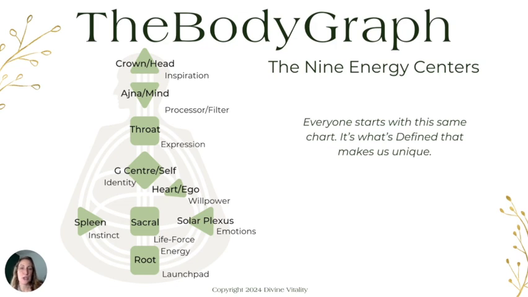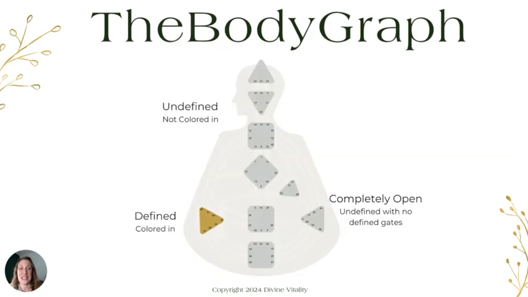So, pull out your body graph. You have your free human design chart, and we see the 9 centers. Starting with the crown, we're going to dive into each of these. Then we have the ajna, then the throat, the G center, the heart, the solar plexus, the root down at the bottom, the sacral, and the spleen. Everyone starts with this same body chart. It's whether you're defined or undefined that makes us unique.